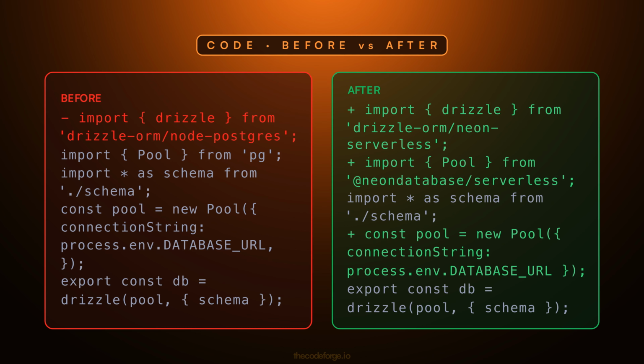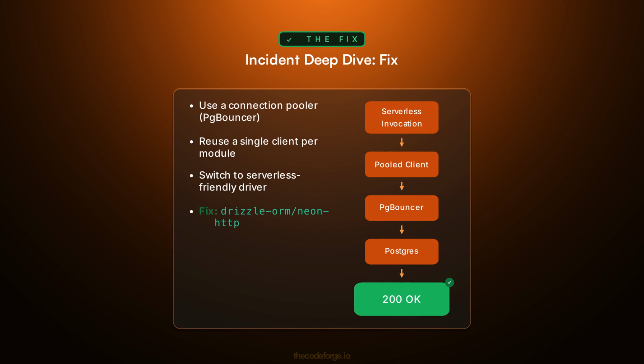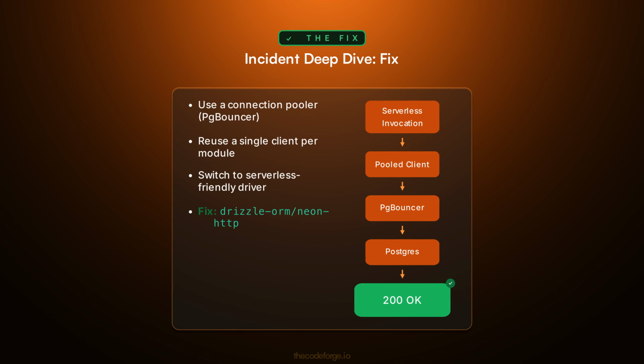The fix uses a serverless-friendly driver that reuses a single client per module. Put a connection pooler in front of Postgres and reuse a single client per module. By switching to a serverless-friendly driver like drizzle-orm/neon-http, thousands of functions multiplex onto a bounded pool, preventing exhaustion.